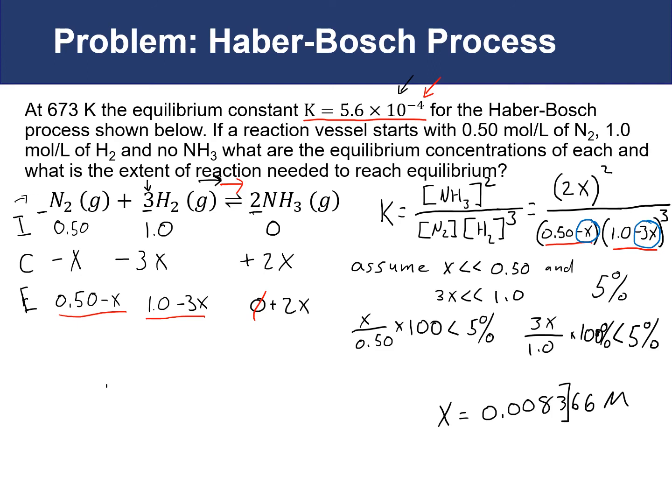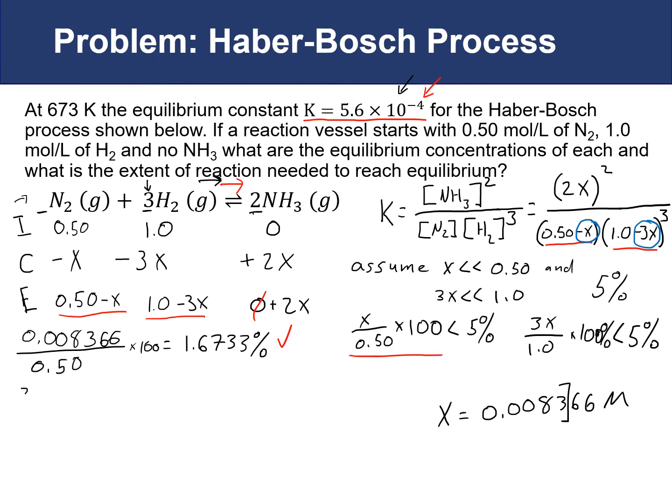We should check our assumptions. So that would be our first one, which is here. So we would take 0.008366 divided by 0.50 times 100, which would be equal to 1.6733%. So that checks out. That is less than 5%. So our assumption for the first part works.